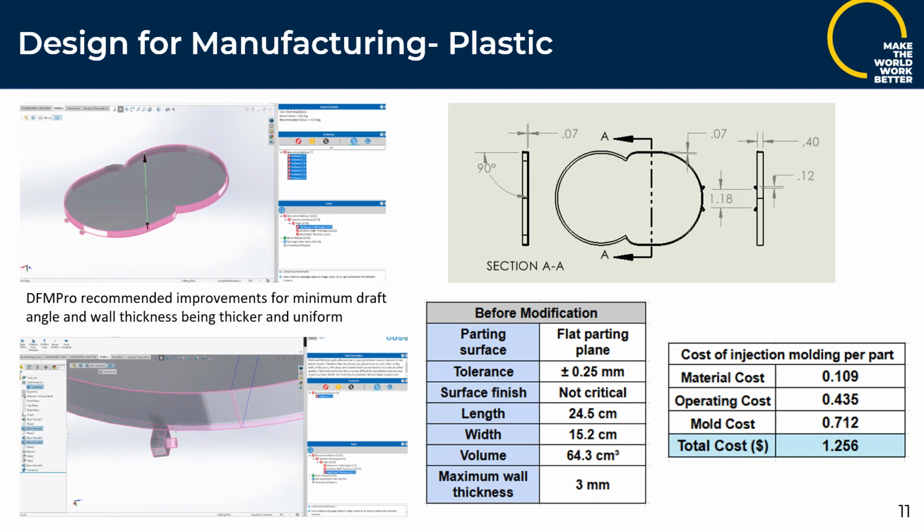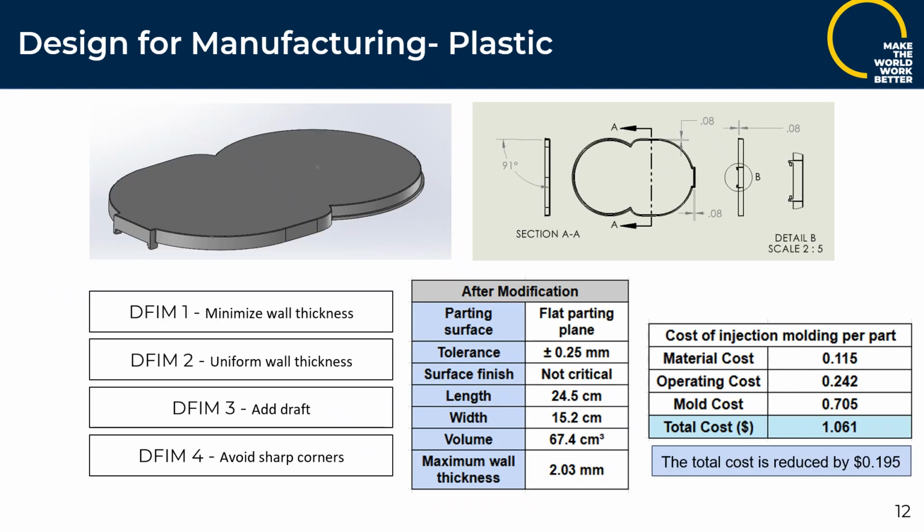Running the model through DfM Pro highlighted several manufacturability issues, including insufficient draft angle, non-uniform wall thickness, and localized overly thick sections. Based on the feedback, the part geometry was modified to reduce wall thickness, ensuring uniform sections, and introduce proper draft angles. The hinge region was redesigned to increase structural stiffness while eliminating excess material buildup. Sharp internal corners were also softened to improve flow and reduce stress concentration.